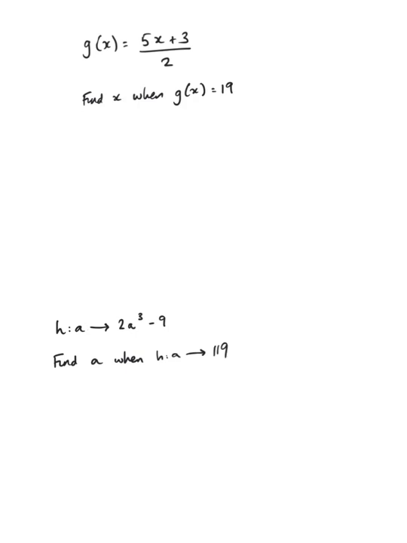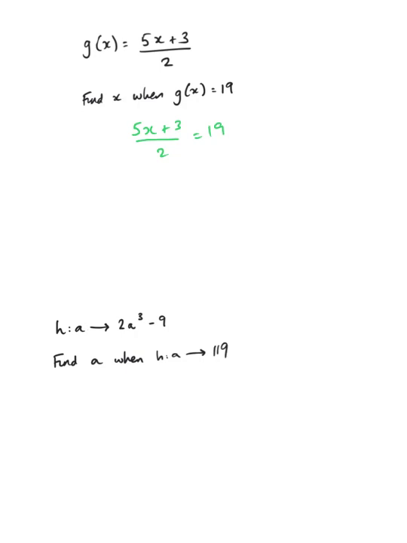Now here we've got something slightly different. Instead of finding g of 19, we're told that g of x is equal to 19 and we need to go and find what x was. So I'm going to make 5x plus 3 over 2 equal to 19. And the reason I can do that is that g of x means 5x plus 3 over 2, and it tells me that g of x is equal to 19.